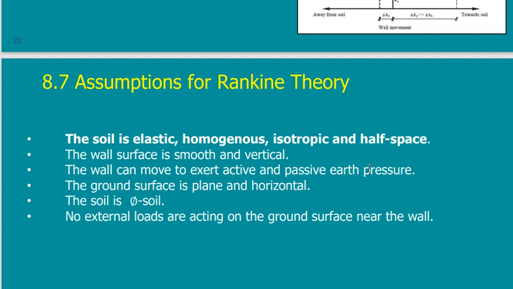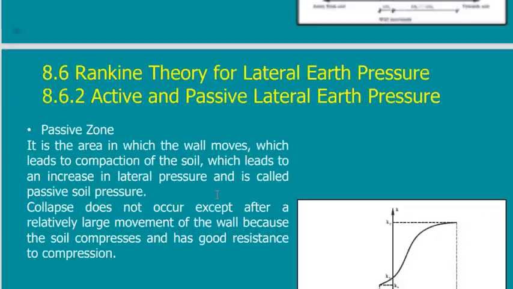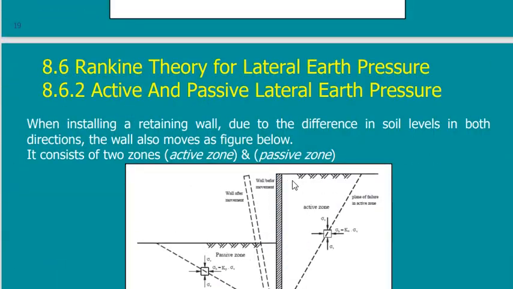The wall can move and exert active and passive earth pressure. Of course, this is normal. The wall can move. There is nothing that is preventing the wall from motion. It can move as it wishes. The ground surface is plane and horizontal. This is also important. Here, the ground surface is plane and horizontal. In some cases, you may have the ground surface going like this, sloping, or like this, or like this. I cannot solve this problem with Rankine theory.